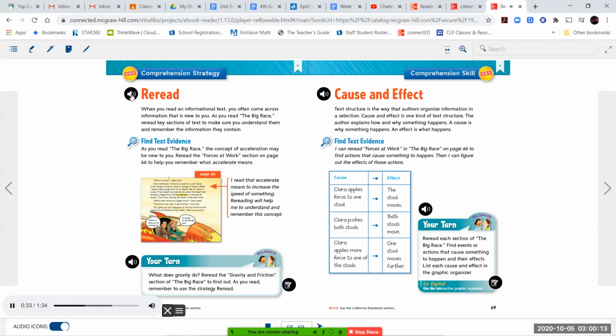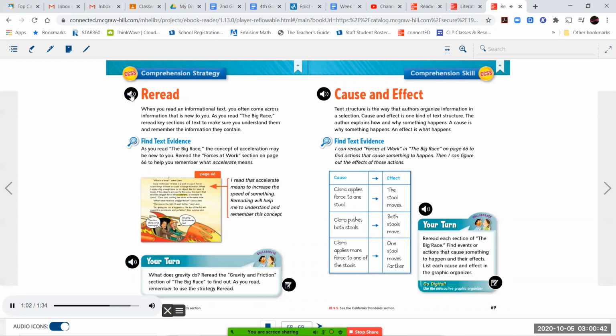"What's force?" asked Liam. Clara continued. "A force is a push or a pull. Forces cause things to move or cause a change in motion. When I apply a big enough force on an object, like this stool, it moves. If two objects are exactly the same, the object that receives a bigger force will accelerate or increase its speed," Clara said, pushing two stools at the same time.